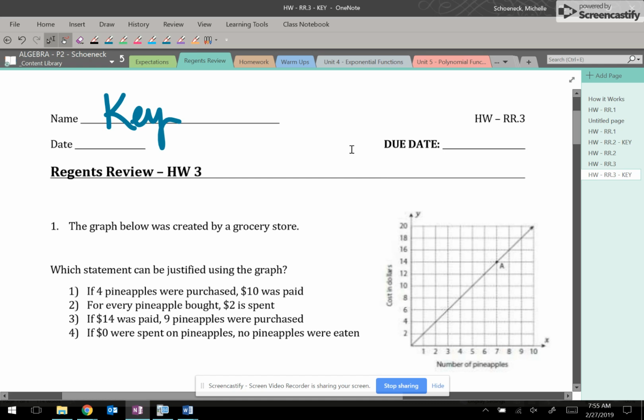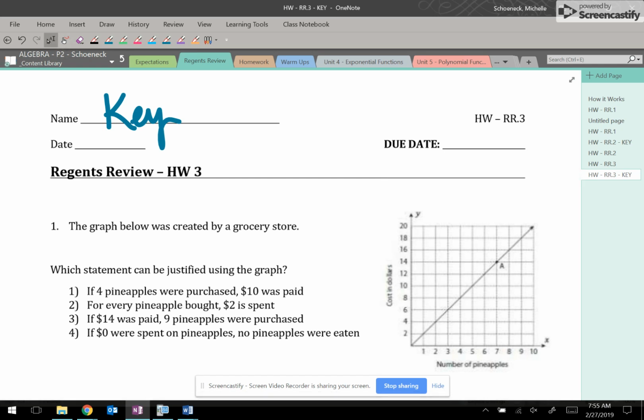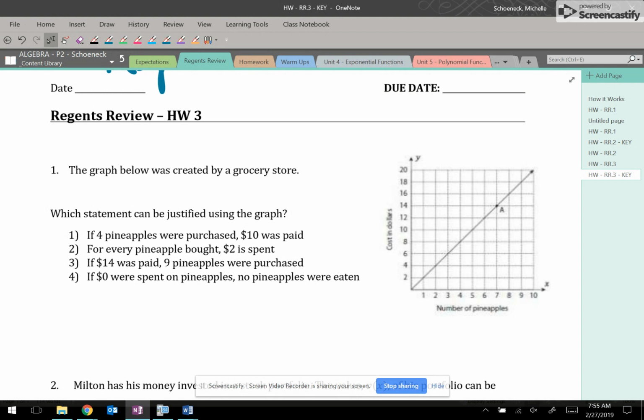Everybody, this is Regents Review homework number 3. All right, the graph below was created by a grocery store. First, let's check out what it is comparing: our cost in dollars versus the number of pineapples. And which statement can be justified using the graph?